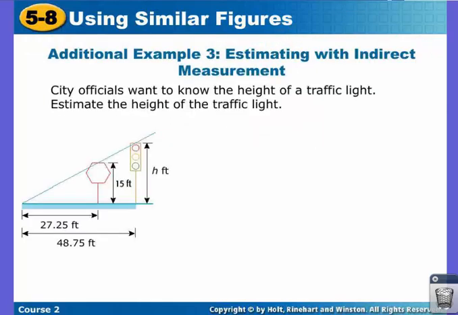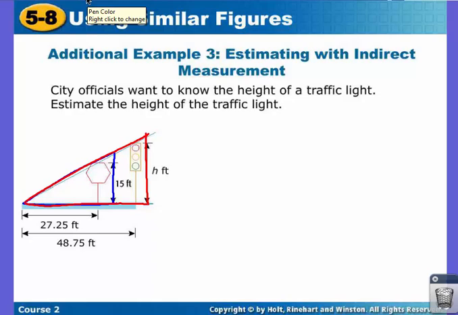Okay, so let's look at another one together, and then I'll have you do one by yourself. Okay, so here's one. It says city officials want to know the height of a traffic light. Estimate the height of the traffic light. Now, sometimes when you're given shapes like this, it's kind of hard to see the figures. Okay, so in this one right here, we actually have a small triangle that is working with this side, and then we have a big triangle that's dealing with our traffic light. Okay, so what we're looking for here then is to set up our corresponding parts.